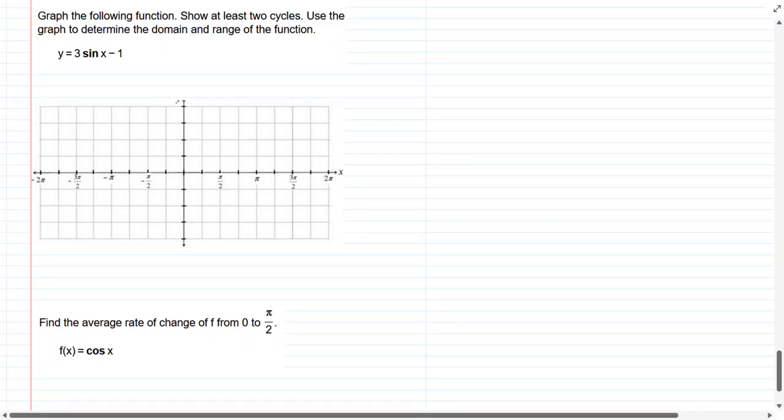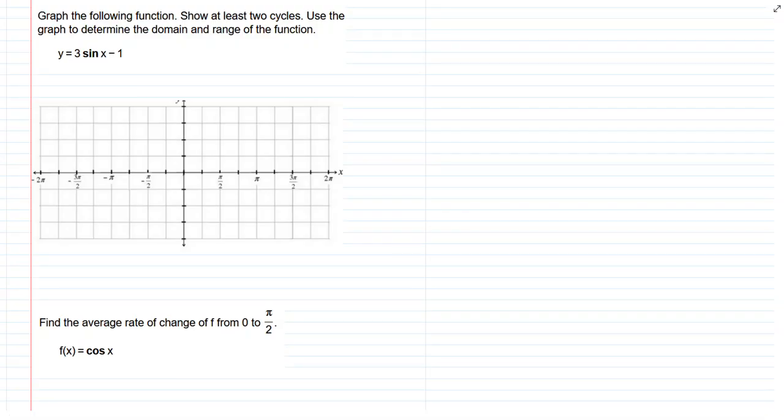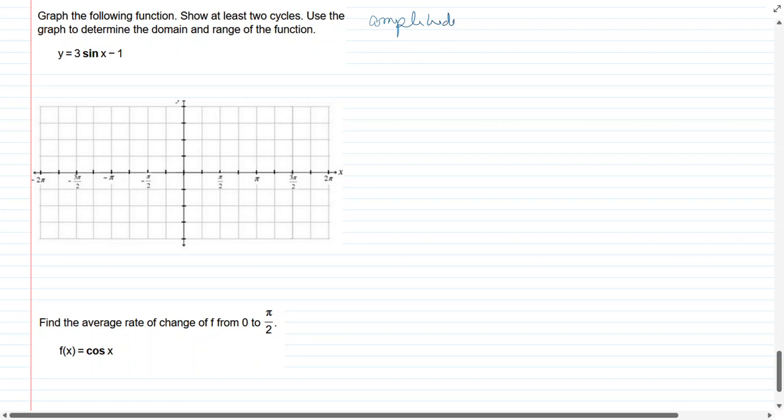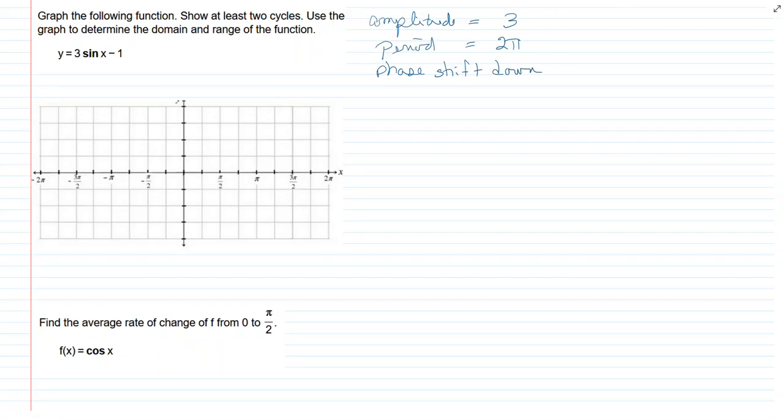So let's look at this one. This one we have a phase shift. And so let's do the amplitude first. It's 3. The period is 2 pi. That's great because we don't have to change anything or calculate the pieces. And then a shift down of 1. We're moving the whole thing down.